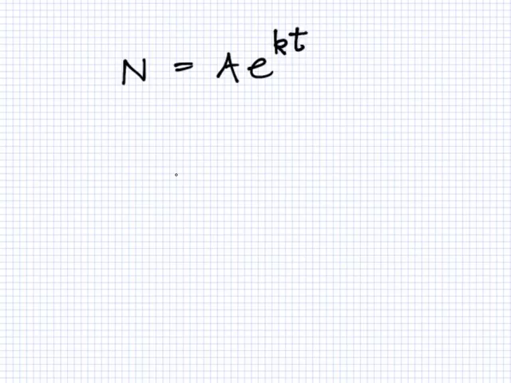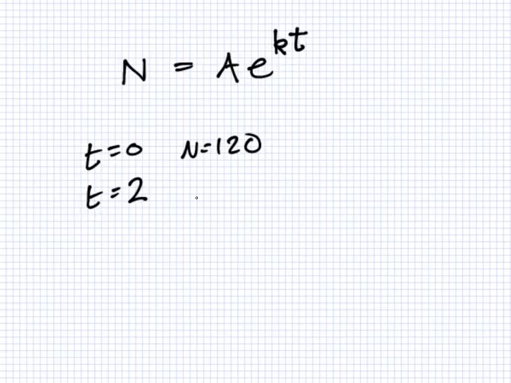Okay. I think some people had trouble with number 3. The language is a little bit weird. The number of a fruit fly, n, after t days is given by this formula, where a and k are constants. Initially, there were 120 fruit flies, and then 2 days later, there were 480. Basically, find the a and the k.